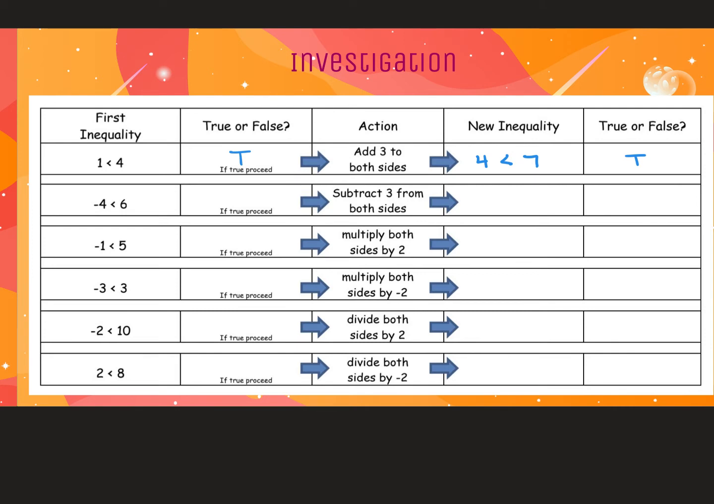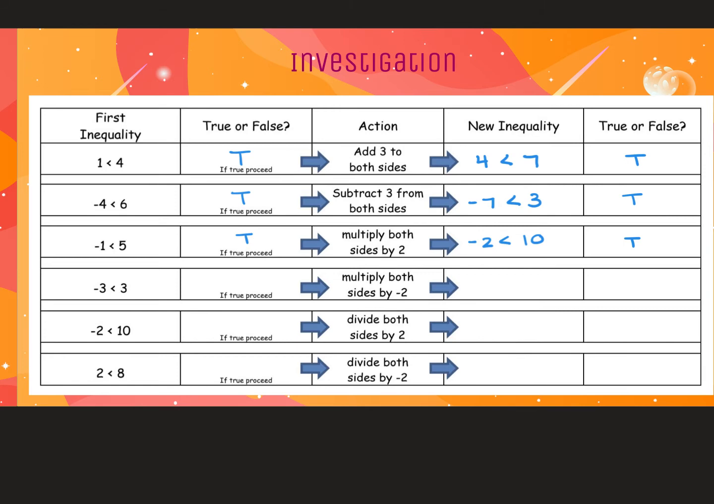We have negative 4 less than 6. Negative 4 is definitely less than 6. We're going to subtract 3 from both sides. So negative 4 minus 3 gives me negative 7, and 6 minus 3 gives me 3. Is negative 7 less than 3? Absolutely, so that is true. Now we have negative 1 is less than 5, which is also true. We're going to multiply both sides by 2. So we have negative 2 is less than 10, which is a true statement.